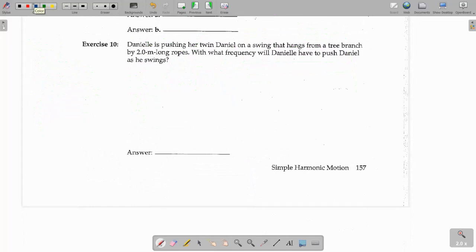This time it says Danielle is pushing her twin Daniel on a swing that hangs from a tree branch by 2-meter long ropes. So we have 2-meter long ropes. With what frequency will Danielle have to push Daniel as he swings? So it gives us the length of 2 meters. And then we also know that the acceleration due to gravity is 10 meters per second squared. And then it says with what frequency does Danielle have to push Daniel?